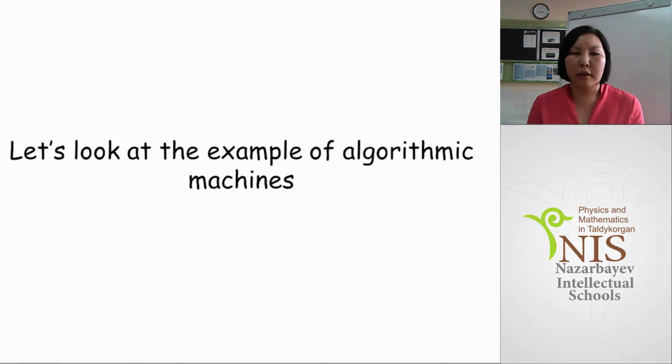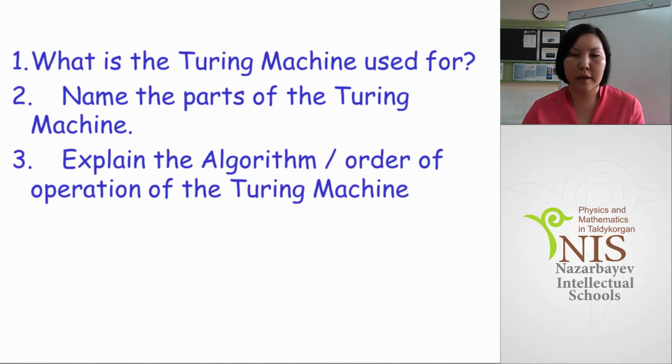Now we remembered what algorithms mean, and now let's look at an example of an algorithmic machine. As an example, let's look at the Turing machine. What do you think the Turing machine is used for? And what parts do you think can be in this machine? Let's look at the first question.